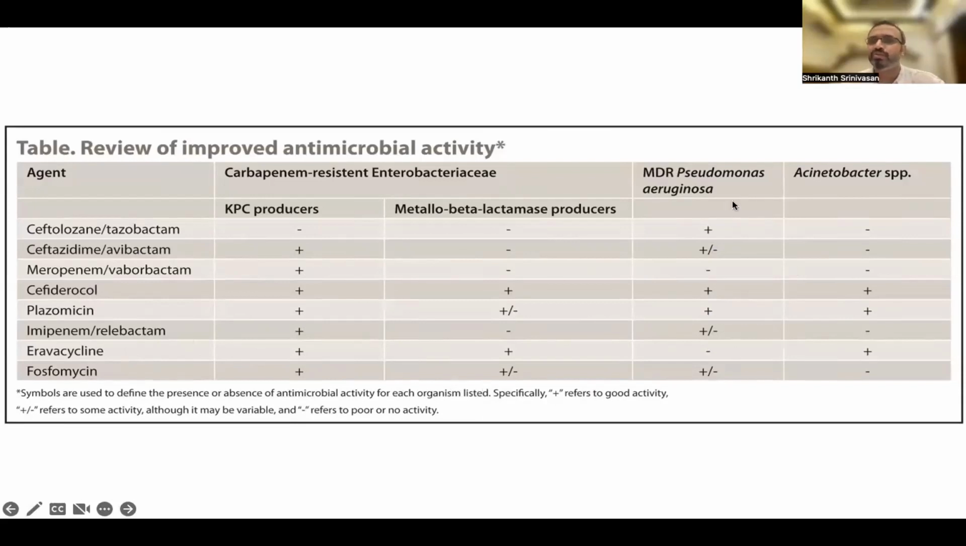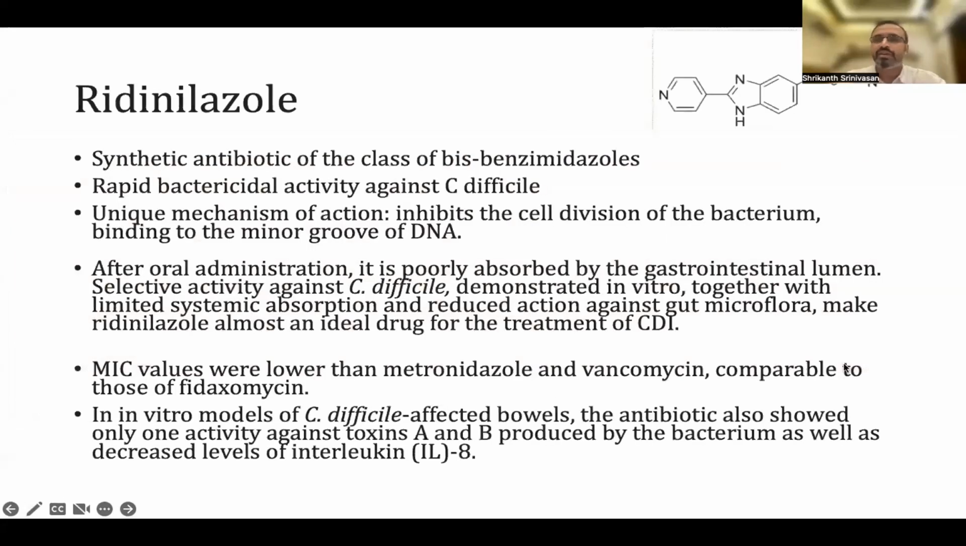When we talk about MDR Pseudomonas aeruginosa, then we have ceftolozane-tazobactam, which I said was predominantly specifically for Pseudomonas aeruginosa, targeting its resistance patterns, and ceftazidime-avibactam. And we have a reasonable amount of drugs. The major problem comes in Acinetobacter species because very few drugs are effective against it. Cefiderocol and plazomicin are promising agents for Acinetobacter. Eravacycline is also a promising agent against Acinetobacter.